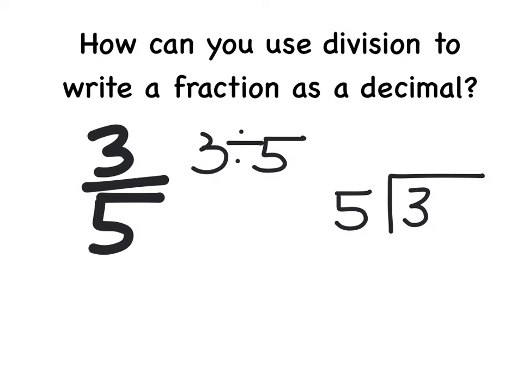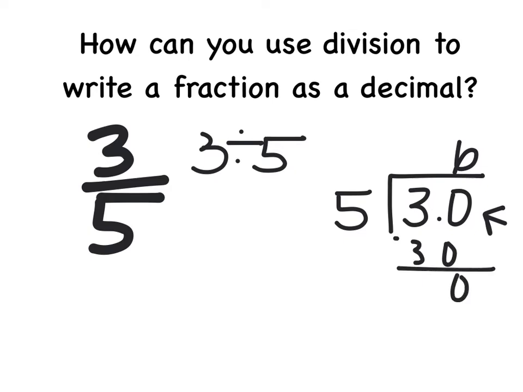What we would need to do to divide 3 by 5 is make this 3.0. 3.0 is the same as 3, and now I can divide these. Pretend that it's a whole number. So pretend this 3.0 is a 30. How many times would 5 go into 30? That would be exactly 6 times. 6 times 5 is 30, and I have nothing left over. All you need to do with this decimal point that's right here is bring it straight up, and your answer is 0.6. So that is how we can use division to write a fraction as a decimal.